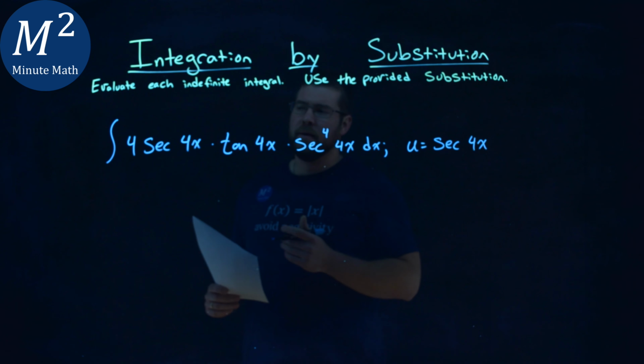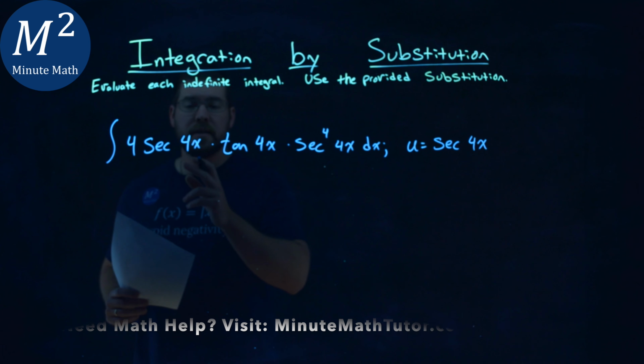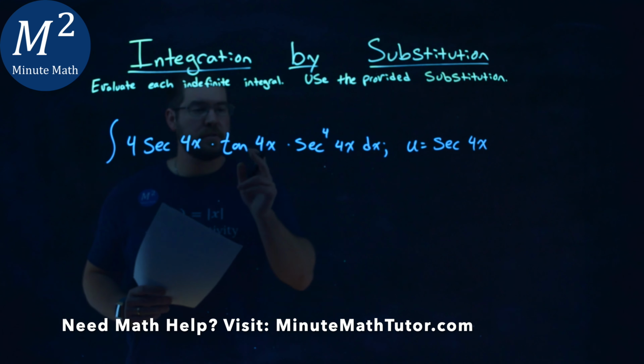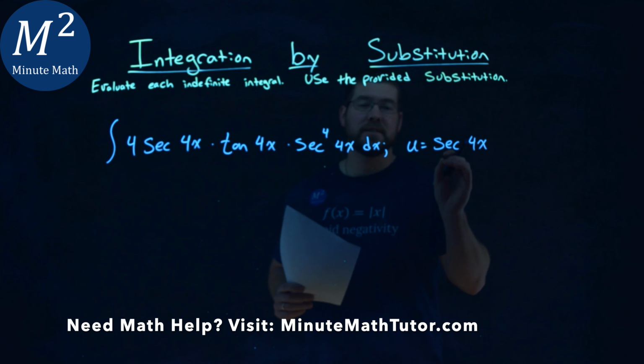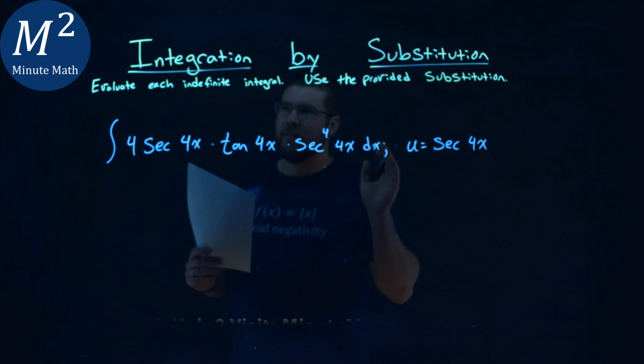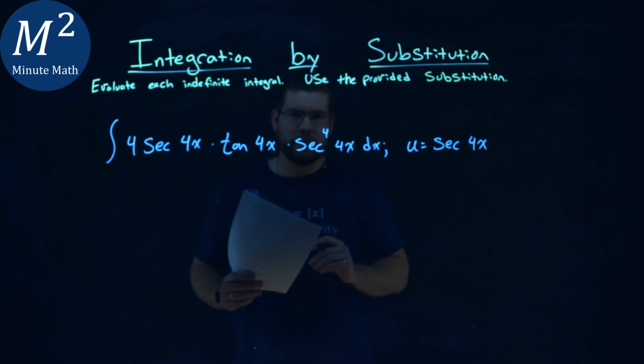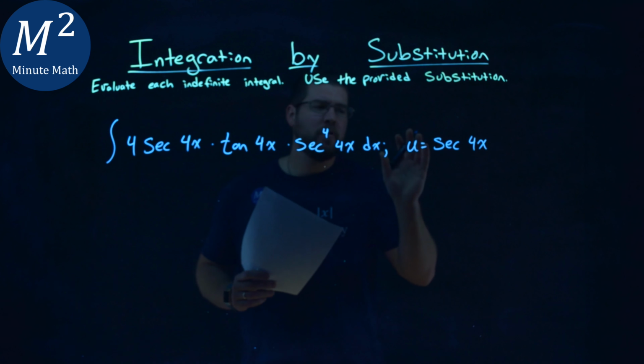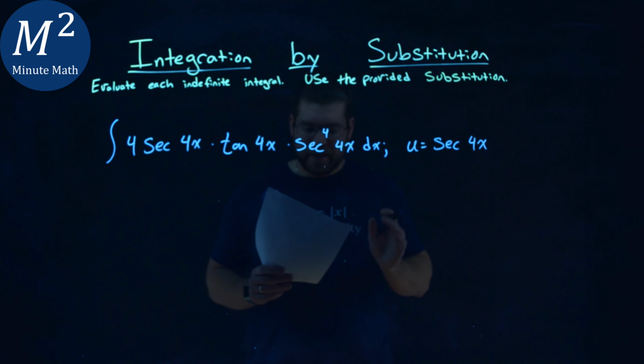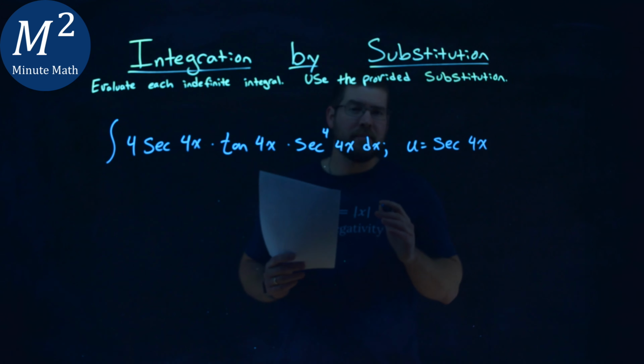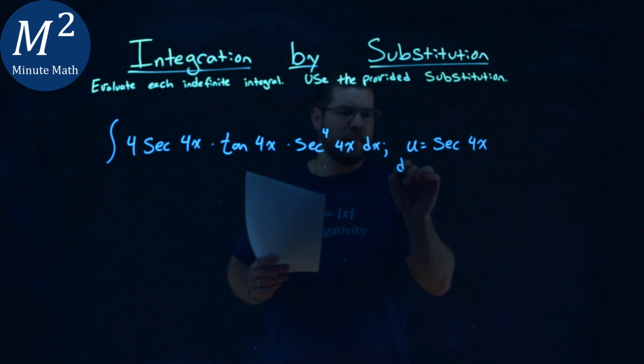We're given this problem right here. The integral of 4 secant of 4x times tangent of 4x times the secant to the 4th power of 4x dx, and we're given a u value which is equal to the secant of 4x, and we have to evaluate this indefinite integral. Now they tell us the u value right off the bat, which makes it a little easier here. Now I want to find my du, my derivative there.